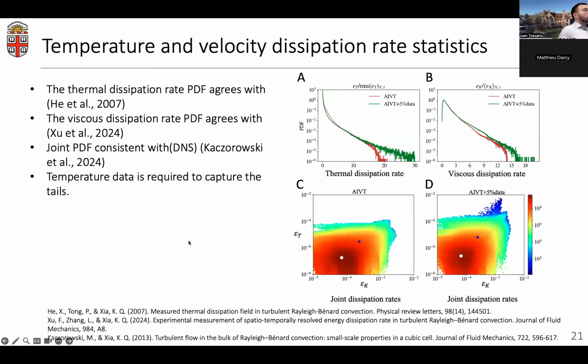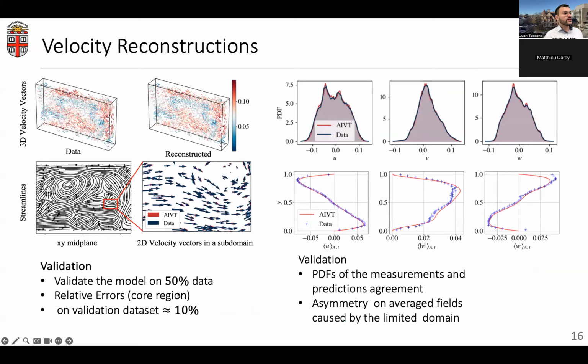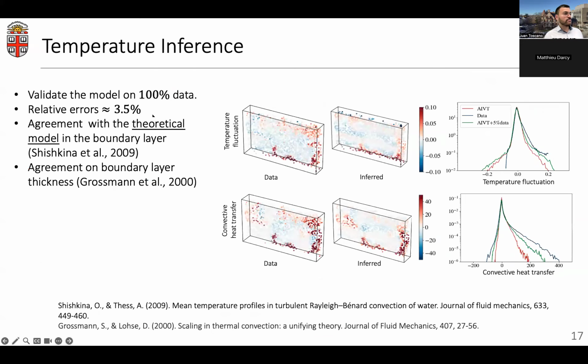5% compared to how much data you use before? The one on the left has no data. But I saw in a training plot that you first train on the velocity data. Yeah, the temperature the model never sees. And actually for the velocity you use 50%, I think. But for the model, you don't use any temperature information.